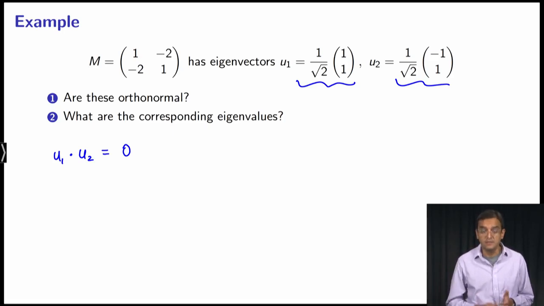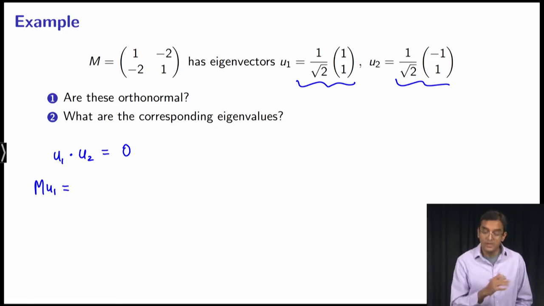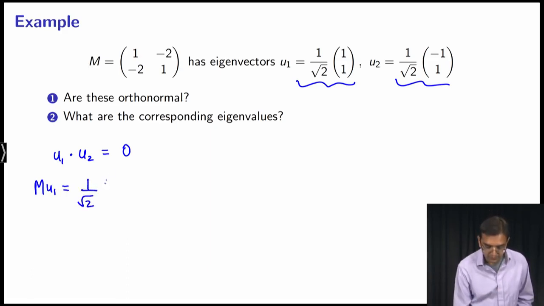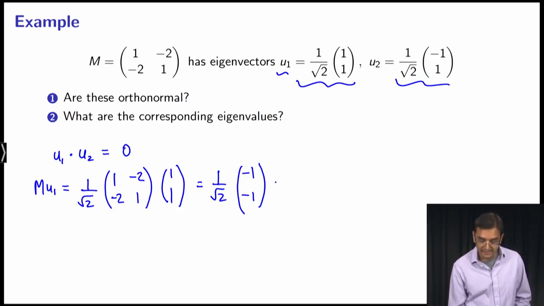What are their eigenvalues? Let's see, M times u1. Well, we can bring the square root 2 in front. So 1 over square root 2 times [1, -2; -2, 1] times [1, 1]. And this works out to [-1, -1], negative 2 plus 1, so negative 1. So it sends the vector u1 to minus 1 times the same vector. So the corresponding eigenvalue is negative 1.